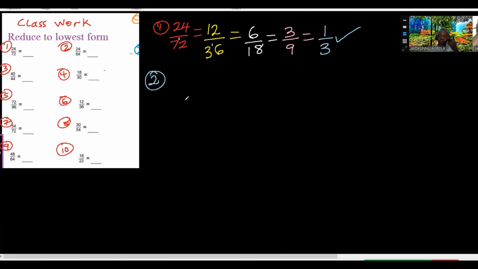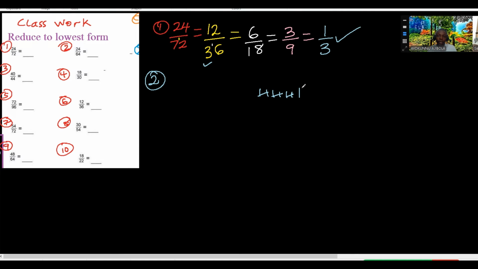I used 2 to divide 24, I got 12. Is that clear? Yes. I used 2 to divide 72, I got 36. Is that clear? Kind of. What do you mean? How many 2 is in 7? Count 7. 1, 2, 3, 4, 5, 6, 7. How many 2? 1, 2, 3. Is that clear?